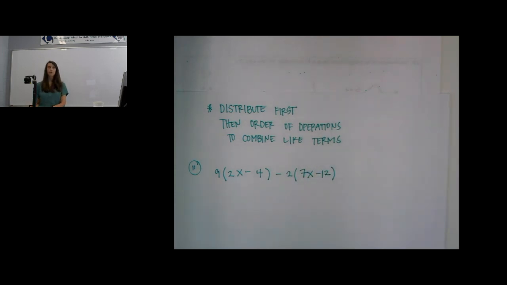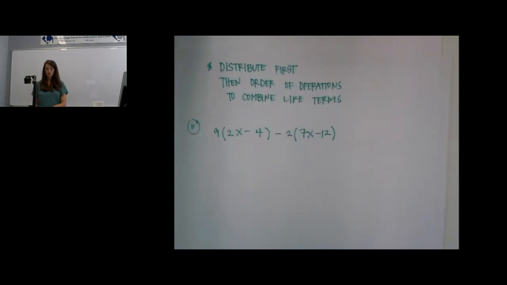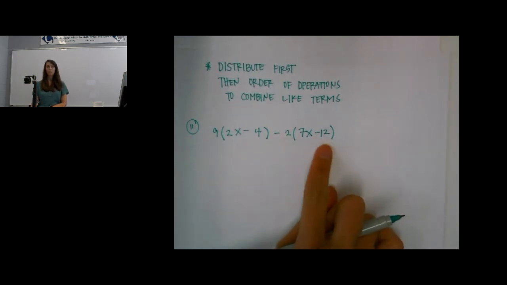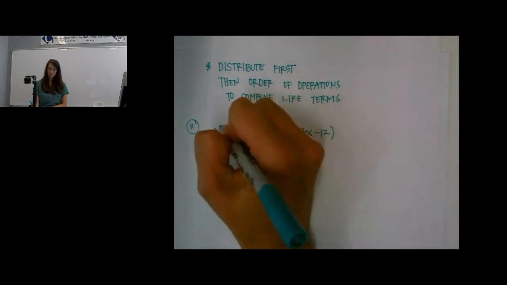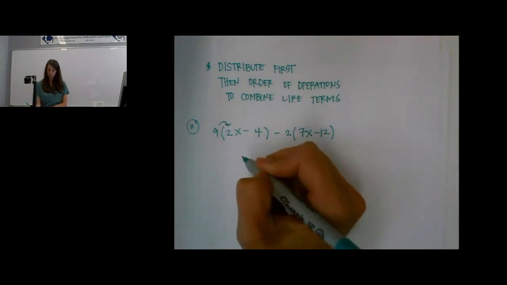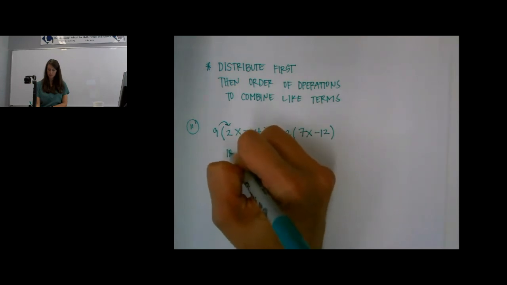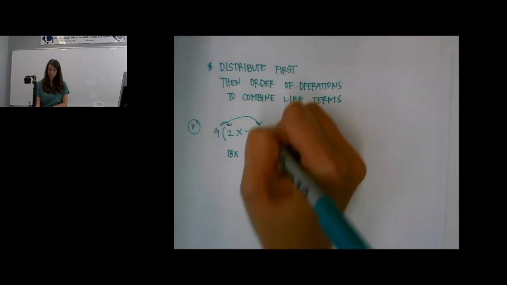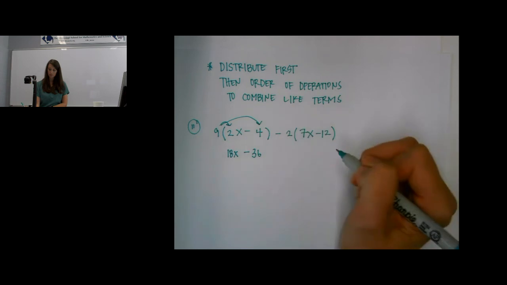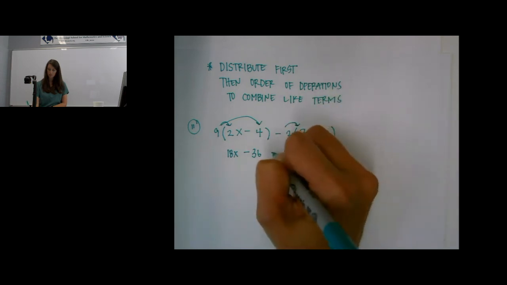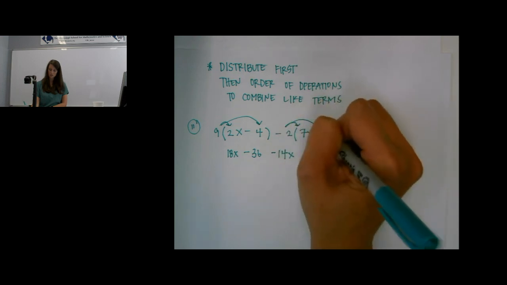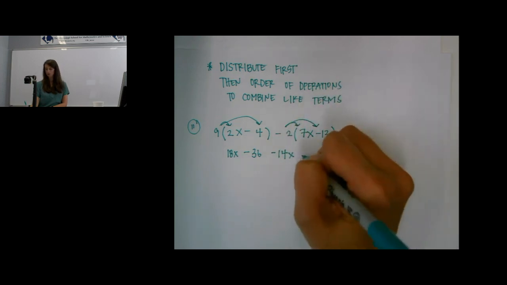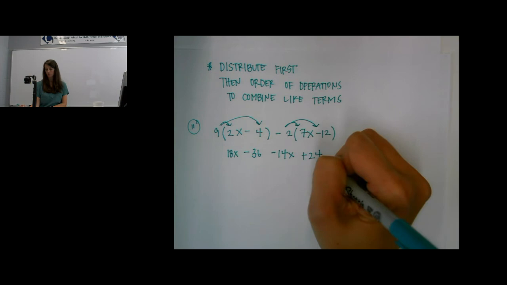Okay, let's look here. The first thing I have to do before I can start combining my like terms is use my distributive property to simplify. So I'm going to say 9 times 2x, which is an 18x. 9 times negative 4 is a negative 36. Negative 2 times 7x is a negative 14x. And negative 2 times a negative 12 is a positive 24.